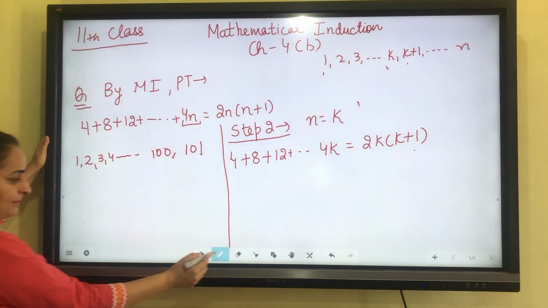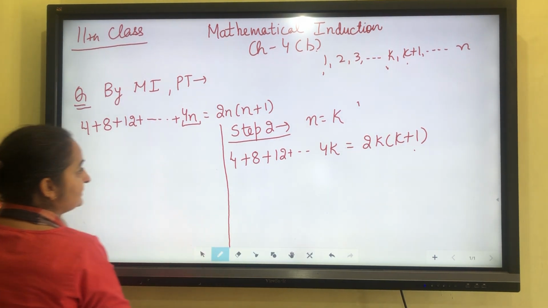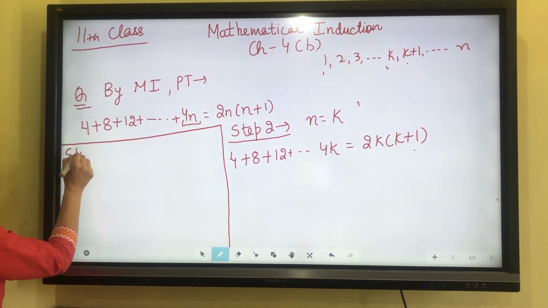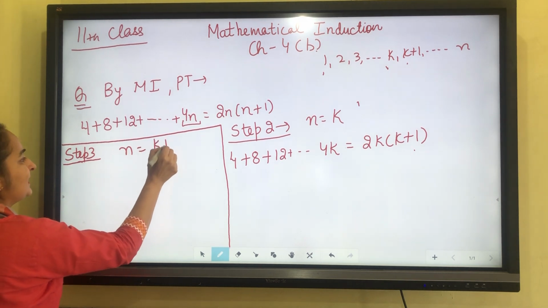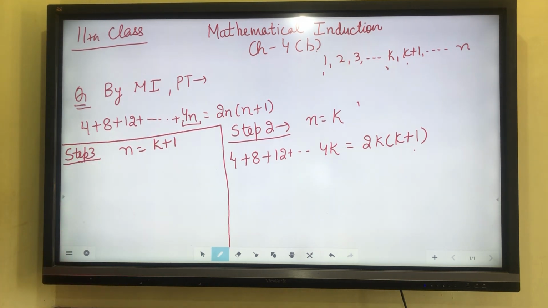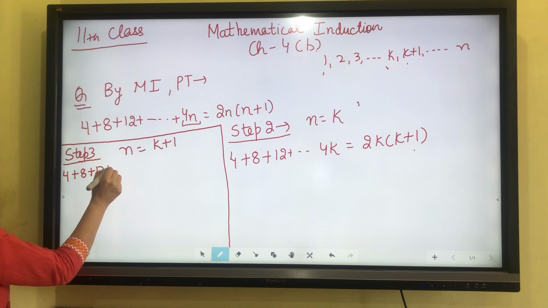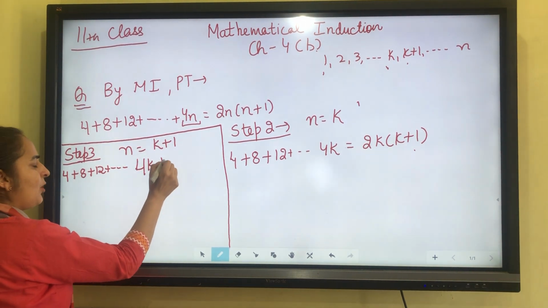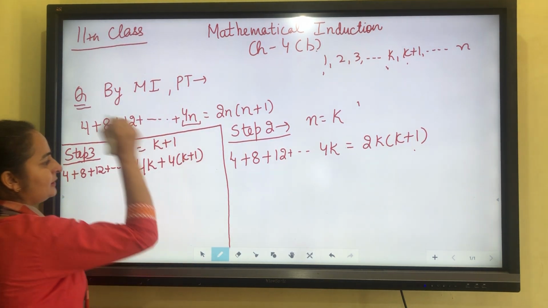And the same step is used in the case of k plus 1 terms. That is the third step. I want to write here the term that is n is equal to k plus 1. How am I writing here? First term is 4, second term is 8, third term is 12 and kth term is 4k, and one more term, that is the k plus 1 term.